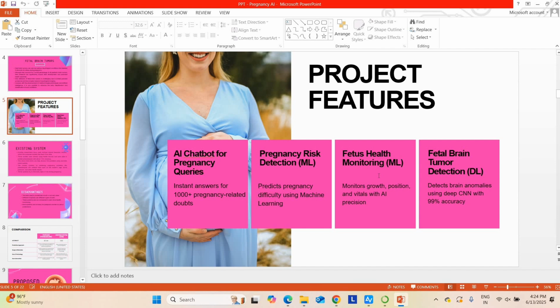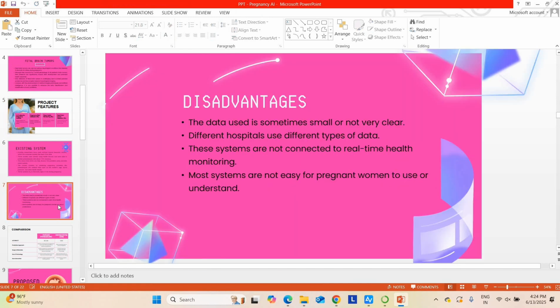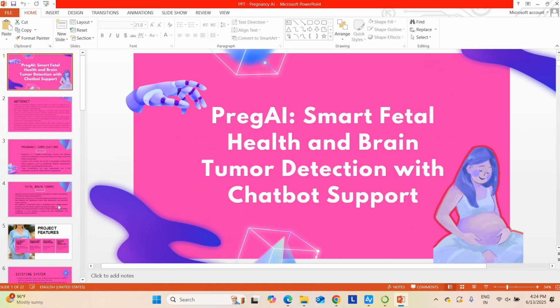Then finally we are going for the fetal brain tumor. You can upload the ultrasound image from the mother's womb itself. It can detect whether the child inside the stomach has a brain tumor or not, very accurately. For that we are using a deep CNN, that means a deep neural network. We are getting an accuracy of around 99% for that. So this is a very accurate as well as enhanced version of the base paper.